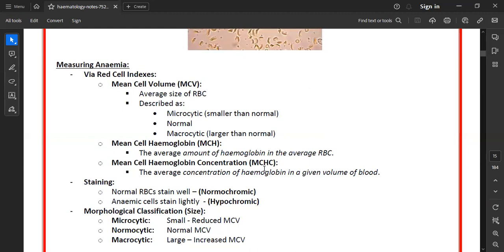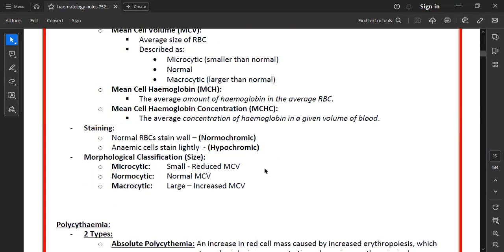Ways of measuring anemia. We have MCV, which is the mean cell volume. This is just the average size of the red blood cells. As we said, it can be microcytic, normal, or macrocytic. You can have the mean cell hemoglobin. This is the average amount of hemoglobin in the average red blood cell. MCHC, which is the mean cell hemoglobin concentration. This is the average concentration of hemoglobin in a given volume of blood.